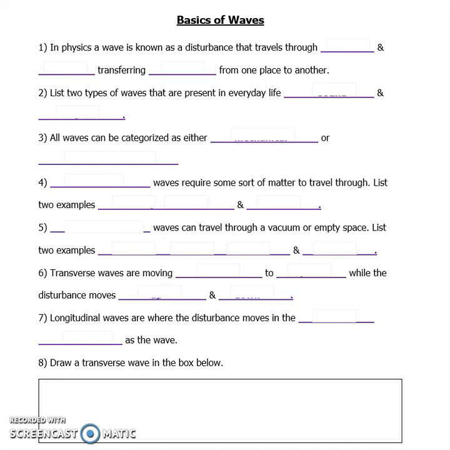So in physics, a wave is known as a disturbance that travels through space and matter, transferring energy from one place to another. There are two types of waves present in everyday life. That's going to be sound and light. And all waves can be categorized as either mechanical or electromagnetic.